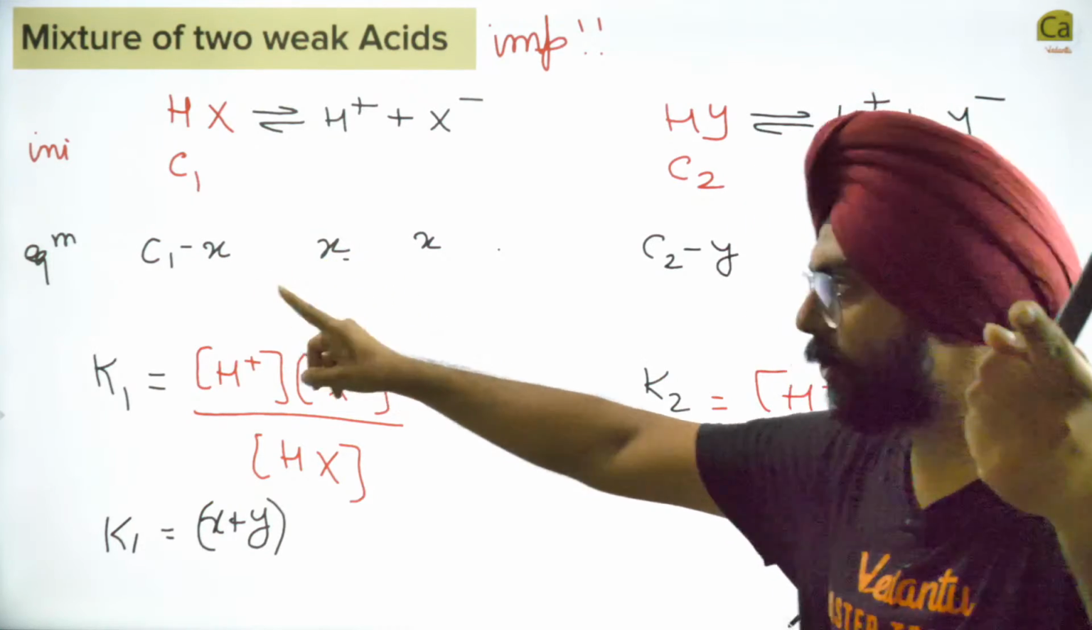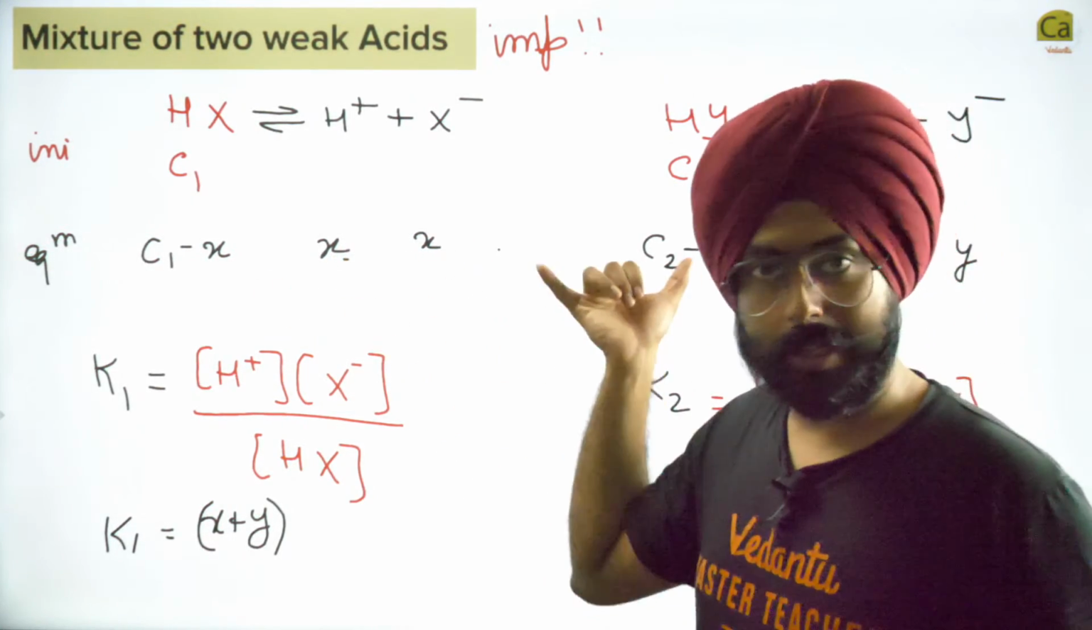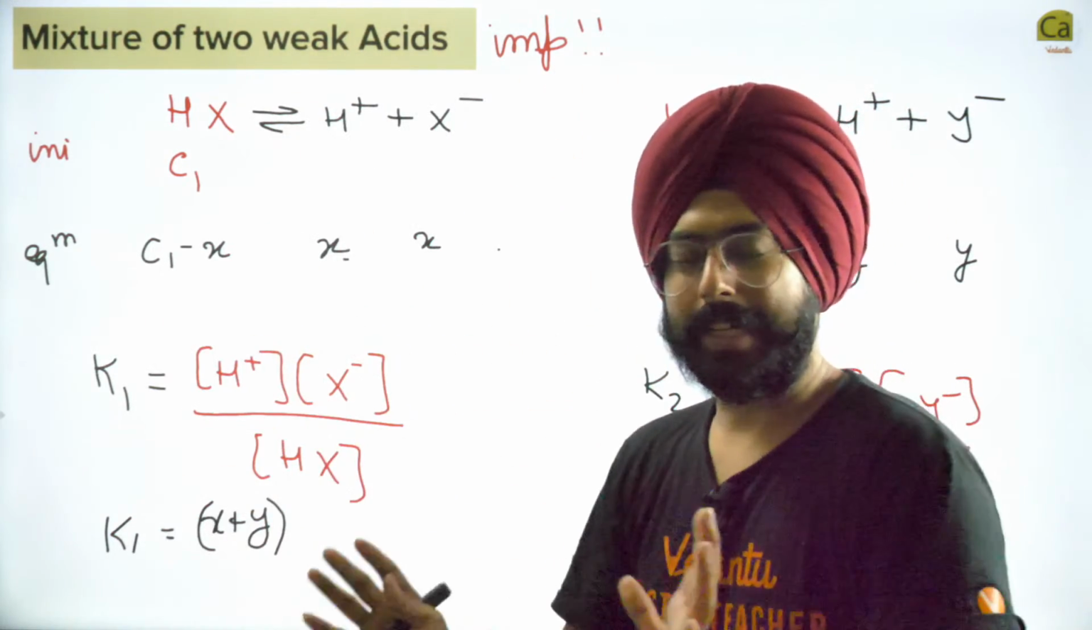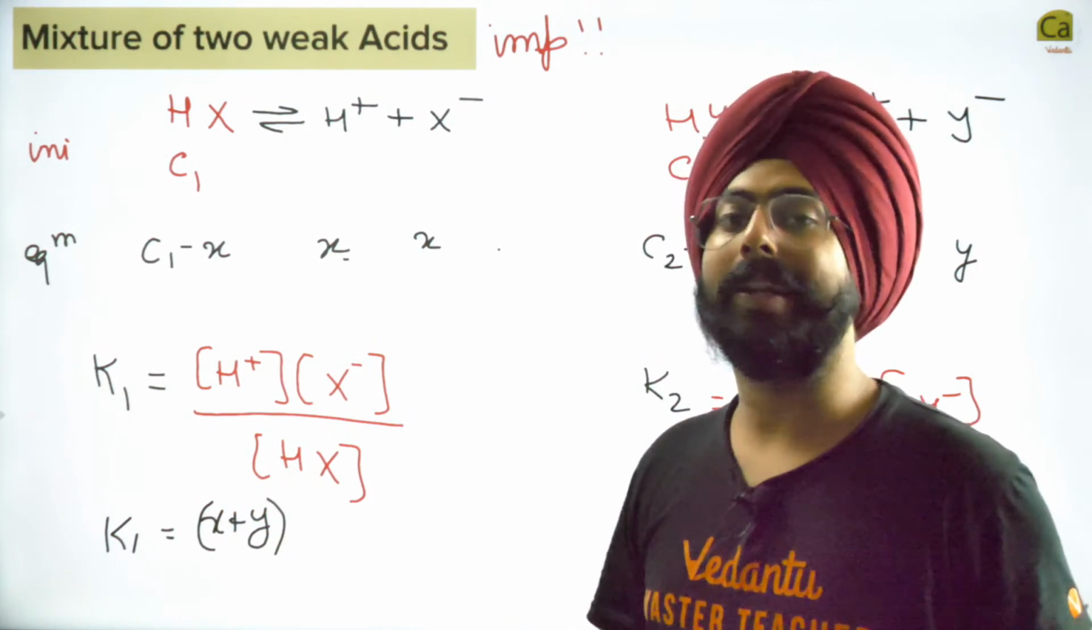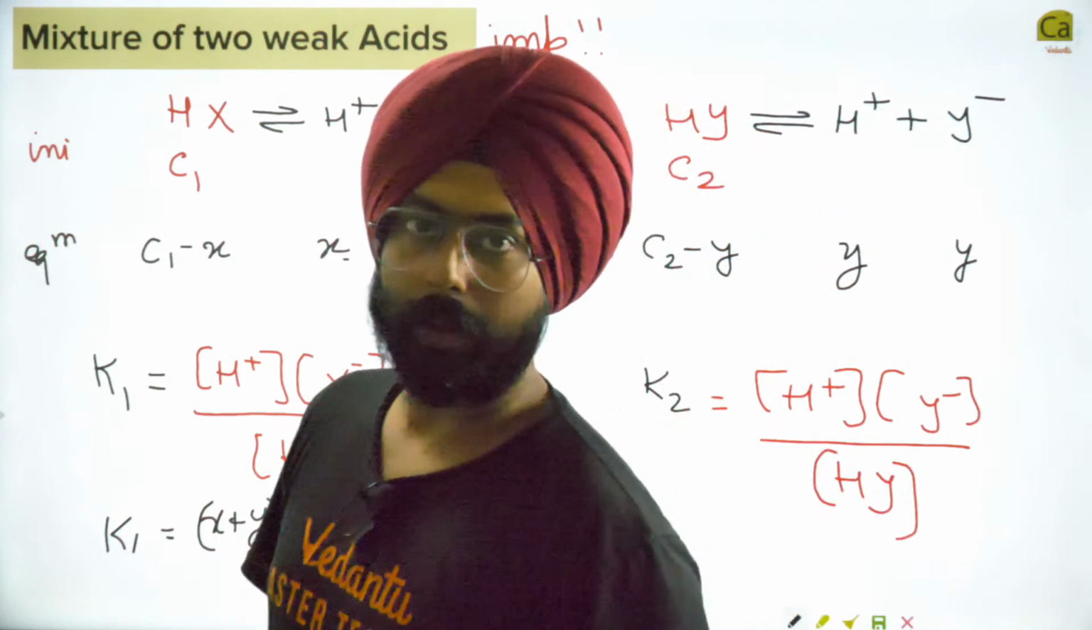X plus Y. You have to take into consideration both the concentrations. Total concentration लेना है अपन ने. That is what common ion effect is. Practically speaking, what is happening?